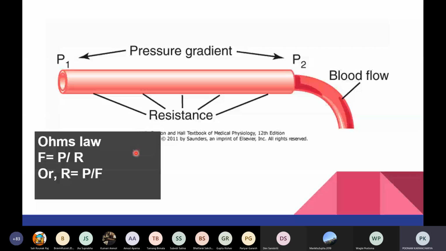Okay, so this is the relationship between the blood flow, resistance, and the pressure gradient. By this formula, you can see that if there is an increase in pressure gradient, then resistance will also increase, and if the flow is decreased, then the resistance increases. So there is an inverse relationship between the resistance and the flow, and a direct relationship between the resistance and the pressure gradient.